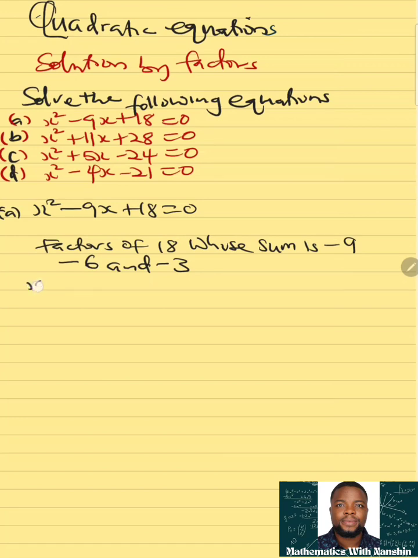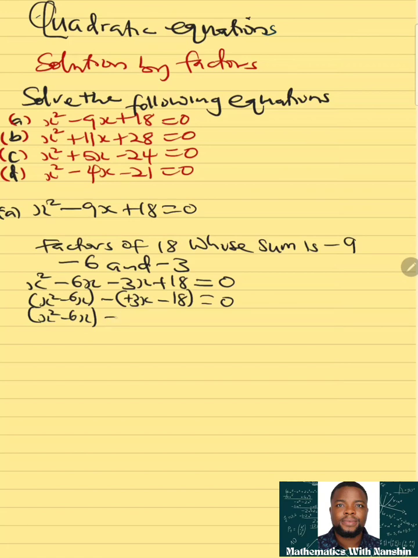So this is what you do next. You replace the middle term by the factors. Instead of writing minus 9x, you just write the two factors of 18. So this is what you have. The next thing is you group this into brackets, the first two terms together, then the last two. All right, so this is x squared minus 6x minus 3x plus 18 is equals to 0.